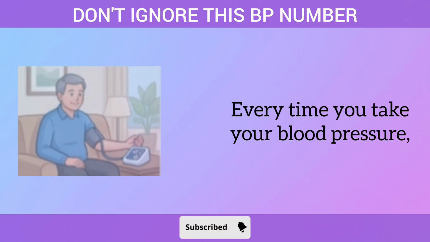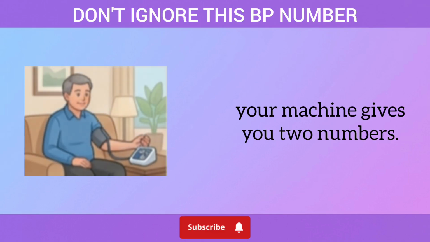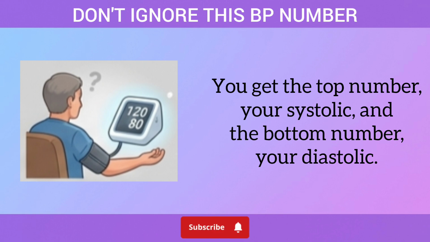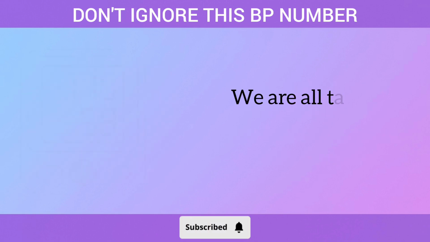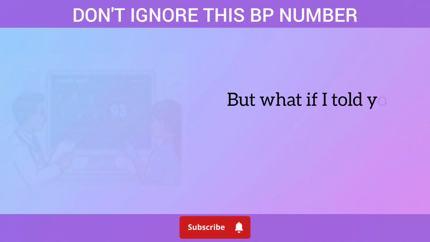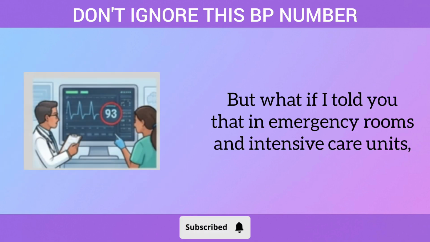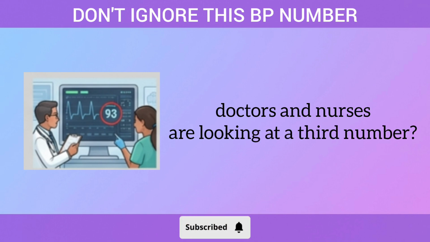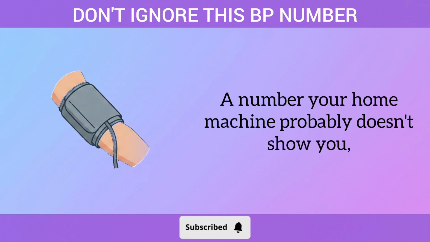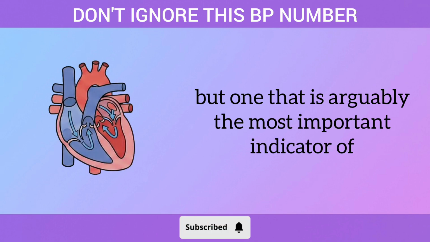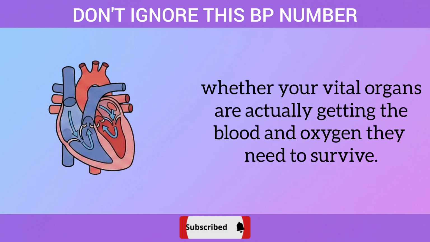Every time you take your blood pressure, your machine gives you two numbers. You get the top number, your systolic, and the bottom number, your diastolic. We are all taught to obsess over these two specific numbers. But what if I told you that in emergency rooms and intensive care units, doctors and nurses are looking at a third number? A number your home machine probably doesn't show you, but one that is arguably the most important indicator of whether your vital organs are actually getting the blood and oxygen they need to survive.